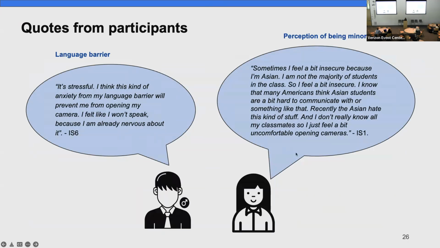And this participant mentioned that sometimes I feel a bit insecure because I'm Asian. I'm not the majority of students in the class, and he felt that some Americans think that Asian students are a bit hard to communicate with or something like that. This kind of stereotype prevented her from opening cameras.